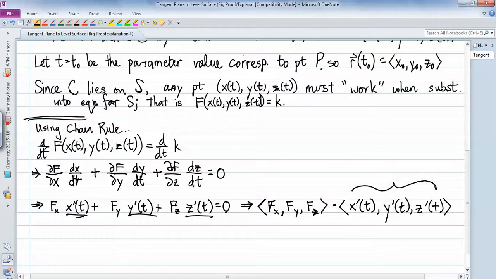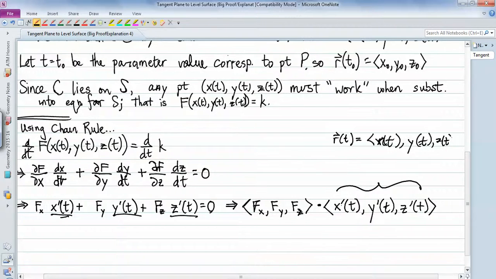Okay, well, if you think about this, r of t is x of t, y of t, z of t. So this right here would have to be r prime of t, right? Because you just take the derivative of each chunk. So I'm going to rewrite this as, oh, and this thing right here is going to be the gradient of F. So, therefore, the gradient of F dot r prime of t has to equal 0.